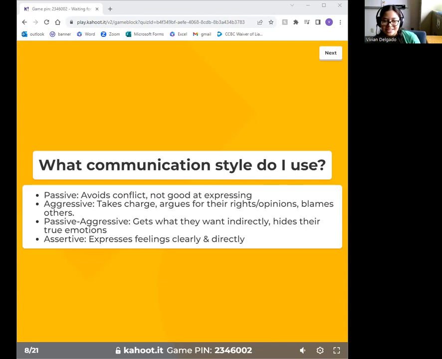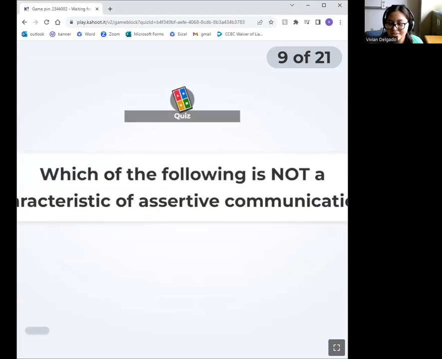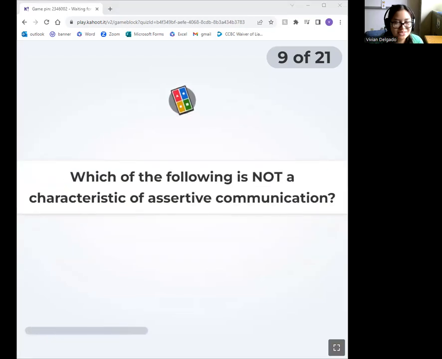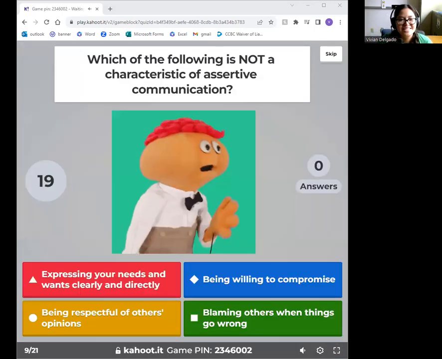And then lastly, you have the assertive style. And these are the folks that are able to express their needs and wants clearly and directly, but still while being respectful to others. And they're also willing to compromise and find solutions. So the first question I have for this is which of the following is not a characteristic of assertive communication?